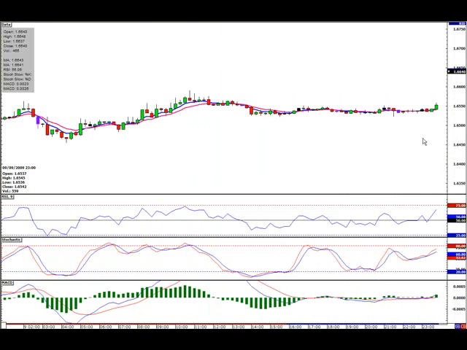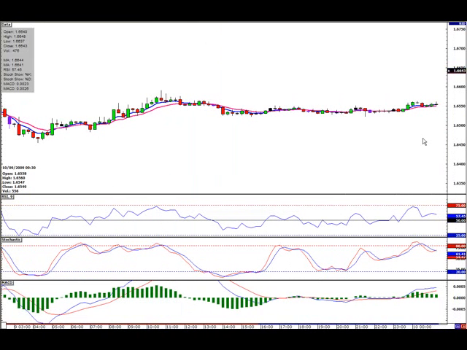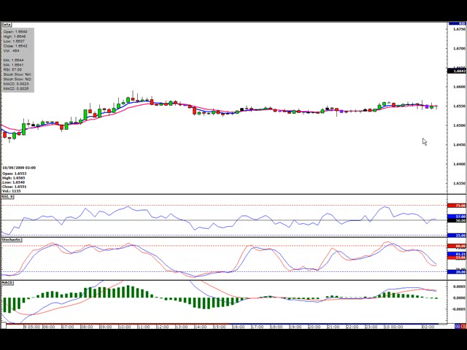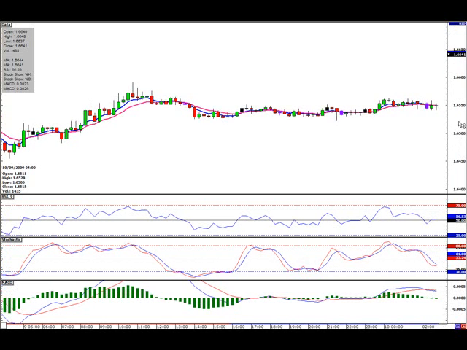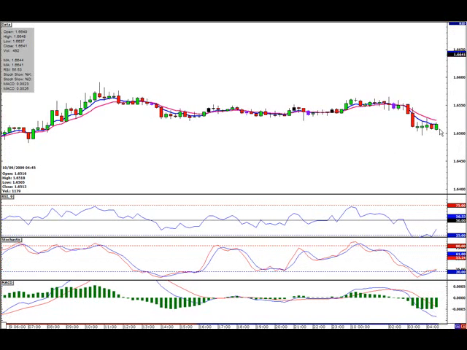And so now I'm just going to move my chart forward one candle at a time. Remember, I'm only looking for long trades, so I'm waiting for a crossover to the upside. And here you can see we have pretty flat movement here. Nothing going on.